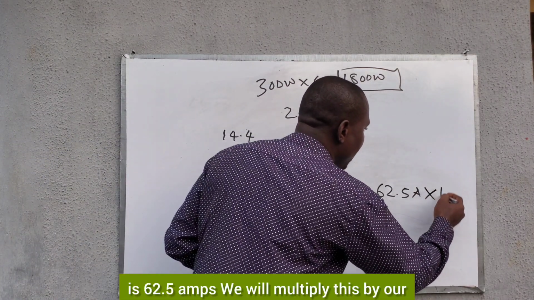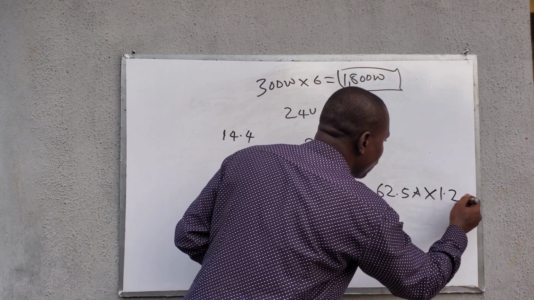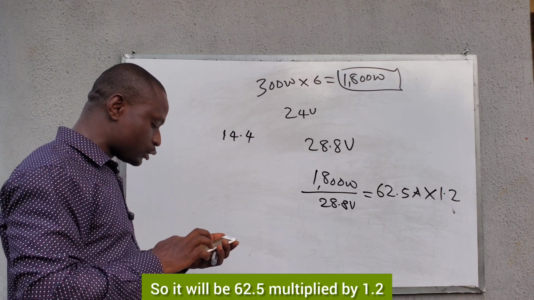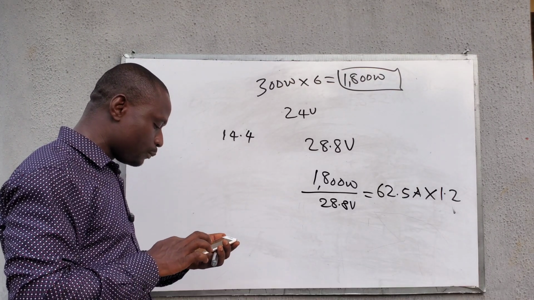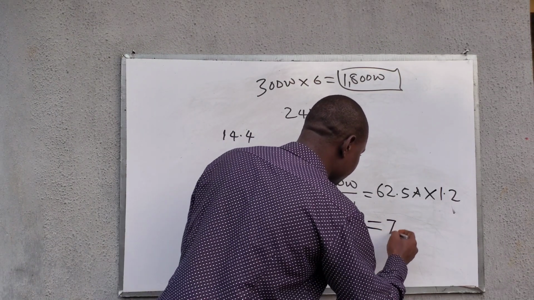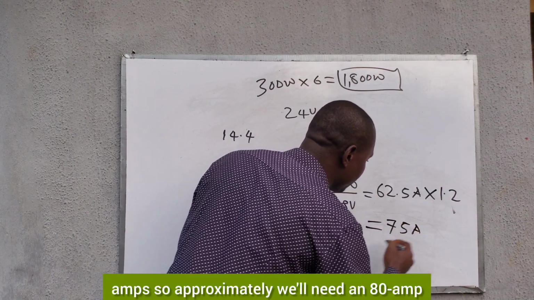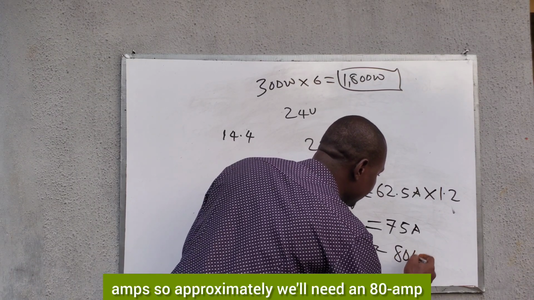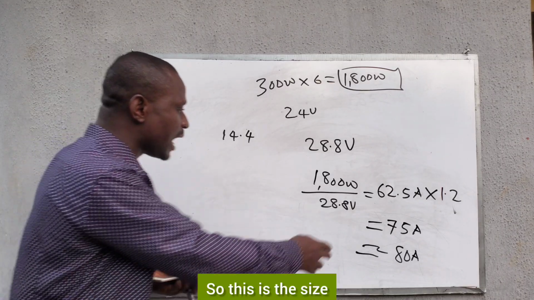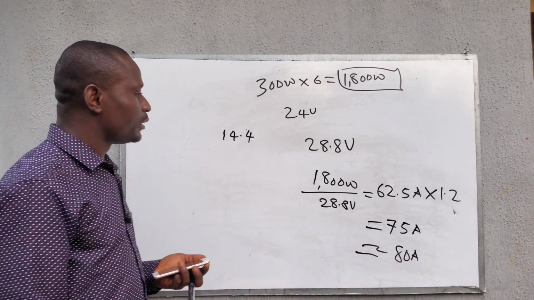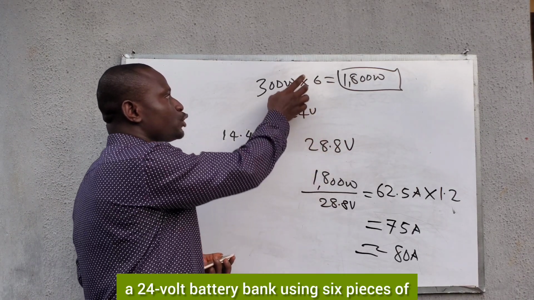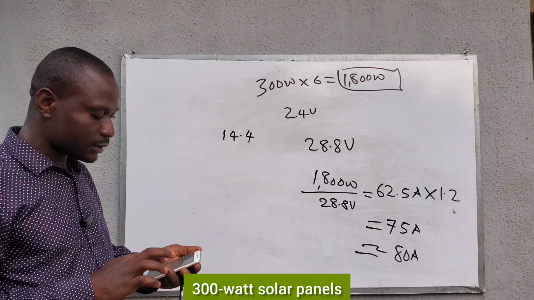We will multiply this by our safety factor of 1.2 for choosing a charge controller. So it will be 62.5 multiplied by 1.2. This will give us 75 amps. So approximately, we will need an 80 amp MPPT charge controller. So this is the size of MPPT charge controller we need to charge a 24-volt battery bank using 6 pieces of 300-watt solar panels.